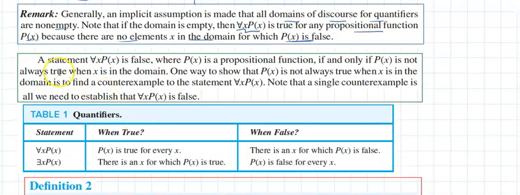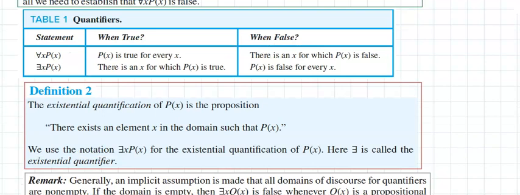Now, a statement for all x, P of x is false, when P of x is a propositional function, if and only if P of x is not always true when x is in the domain. One way to show that is to find one counterexample. So when you say for all elements, you just have to find one that's not, and that's a counterexample. A single counterexample is all we need to establish that for all x, P of x is false.